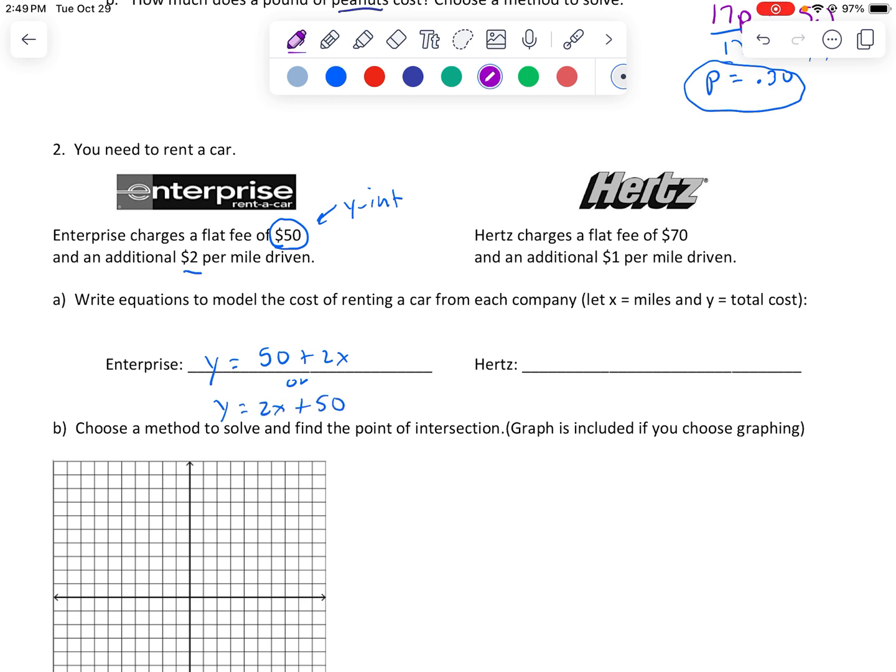So for Hertz, I have to pay a flat fee of $70 no matter what I do. So that's going to act as my y-intercept. And then I'm going to be increasing $1 for every mile driven. So those are going to be my two equations.